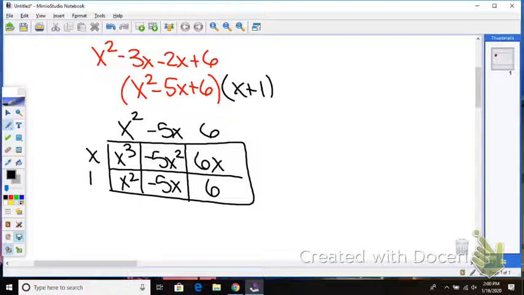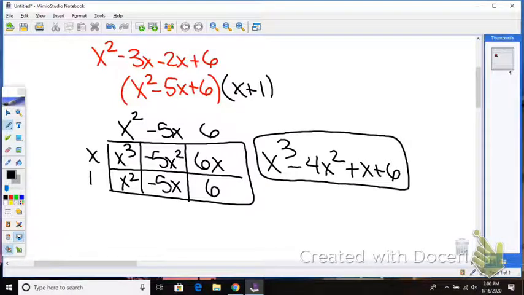And I just combine like terms, so I've got an x cubed minus 4x squared plus x plus 6. Everybody good with that? Yeah. Okay. Why is it 4x squared? Because it was... Oh, yep, I see it now.